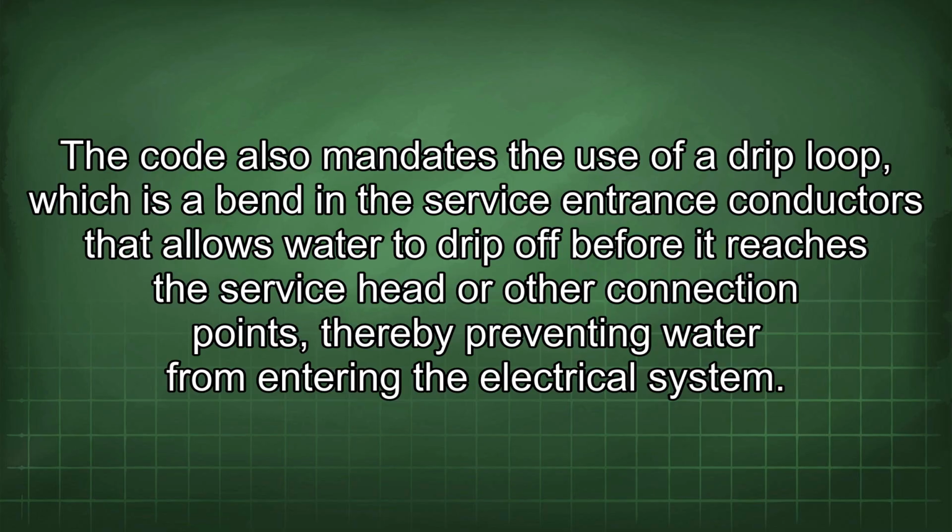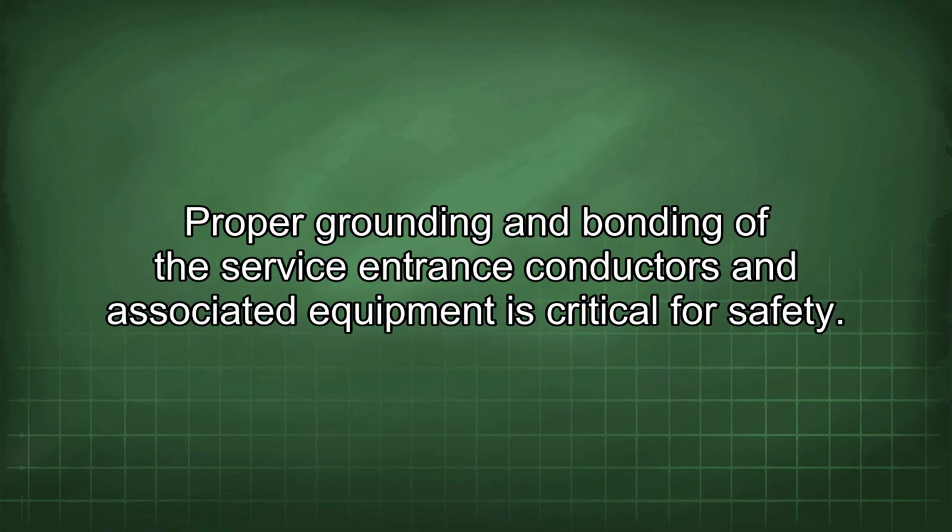The code also mandates the use of a drip loop, which is a bend in the service entrance conductors that allows water to drip off before it reaches the service head or other connection points, thereby preventing water from entering the electrical system. Proper grounding and bonding of the service entrance conductors and associated equipment is critical for safety.